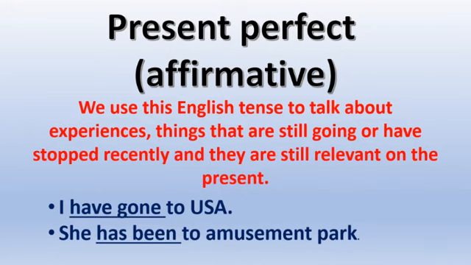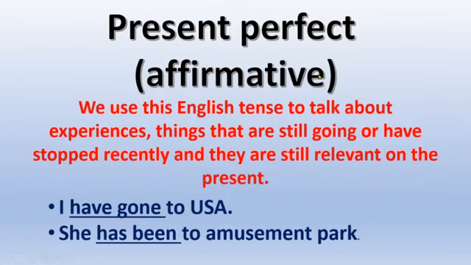Today I'm going to explain what the present perfect is in affirmative form, just affirmative form. We use this English tense to talk about experiences, things that are still going or have stopped recently and are still relevant in our present. For example, I have gone to the USA and he has been to an amusement park.